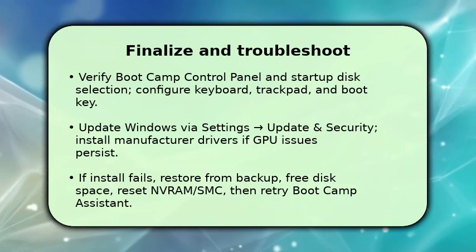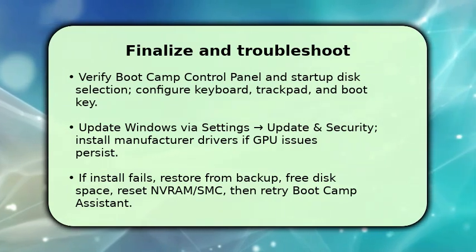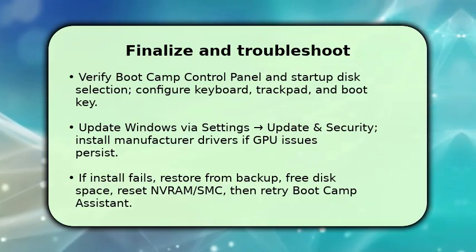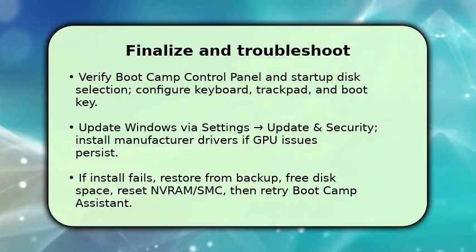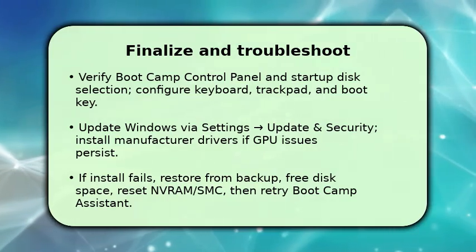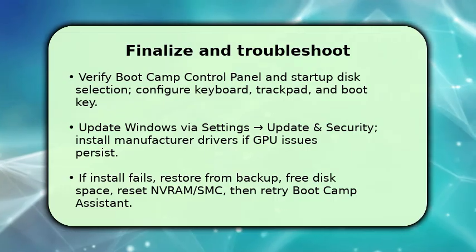You finish by confirming system settings and preparing for common failures. In Windows, open the Bootcamp control panel to set the default startup disk and tweak keyboard and trackpad behavior. Next, run Windows Update and install any vendor GPU or storage drivers if performance looks off.